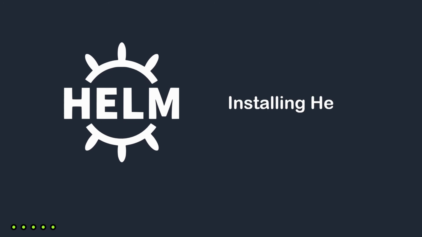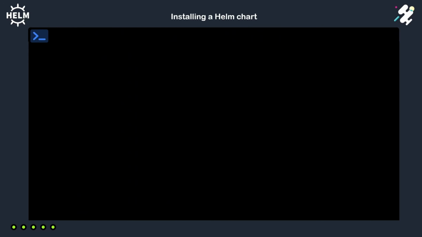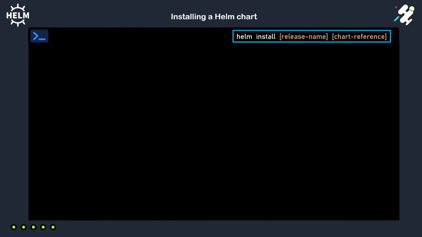In this lecture, we will learn about installing Helm charts. After identifying the chart, we deploy the chart by executing the helm install command, followed by the name that we want to give to this release, followed by a reference to the chart. We have seen that a release is a single installation of a Helm chart, so whenever we install a Helm chart, a new release will be created.